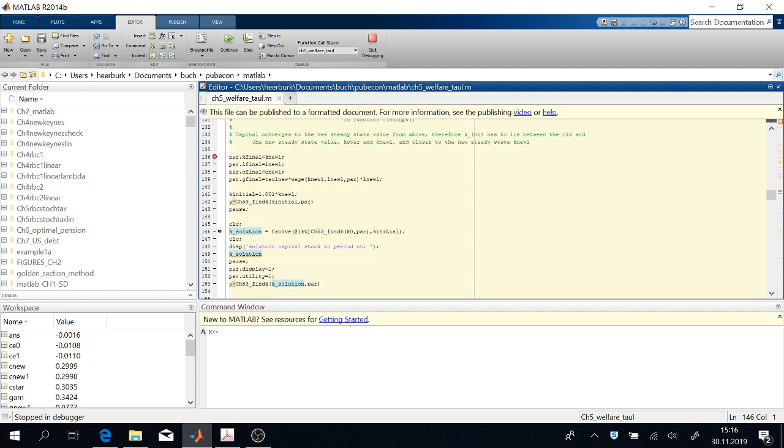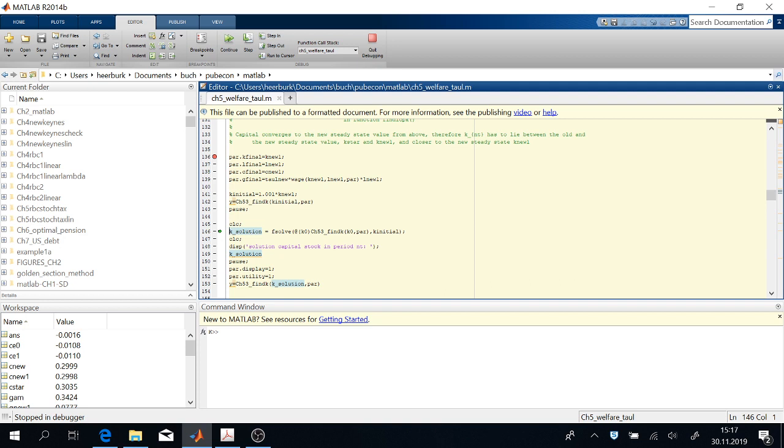The function has two arguments: k0, which is our guess for the capital stock in period 40, K40, and the parameter vector with the tax rates, the parameter for beta, alpha, and so on. We provide an initial guess of K40, which is stored in the variable K initial, and we tell fsolve with regard to which argument it has to find the zero. So with respect to the first argument, which is K0, the capital stock.